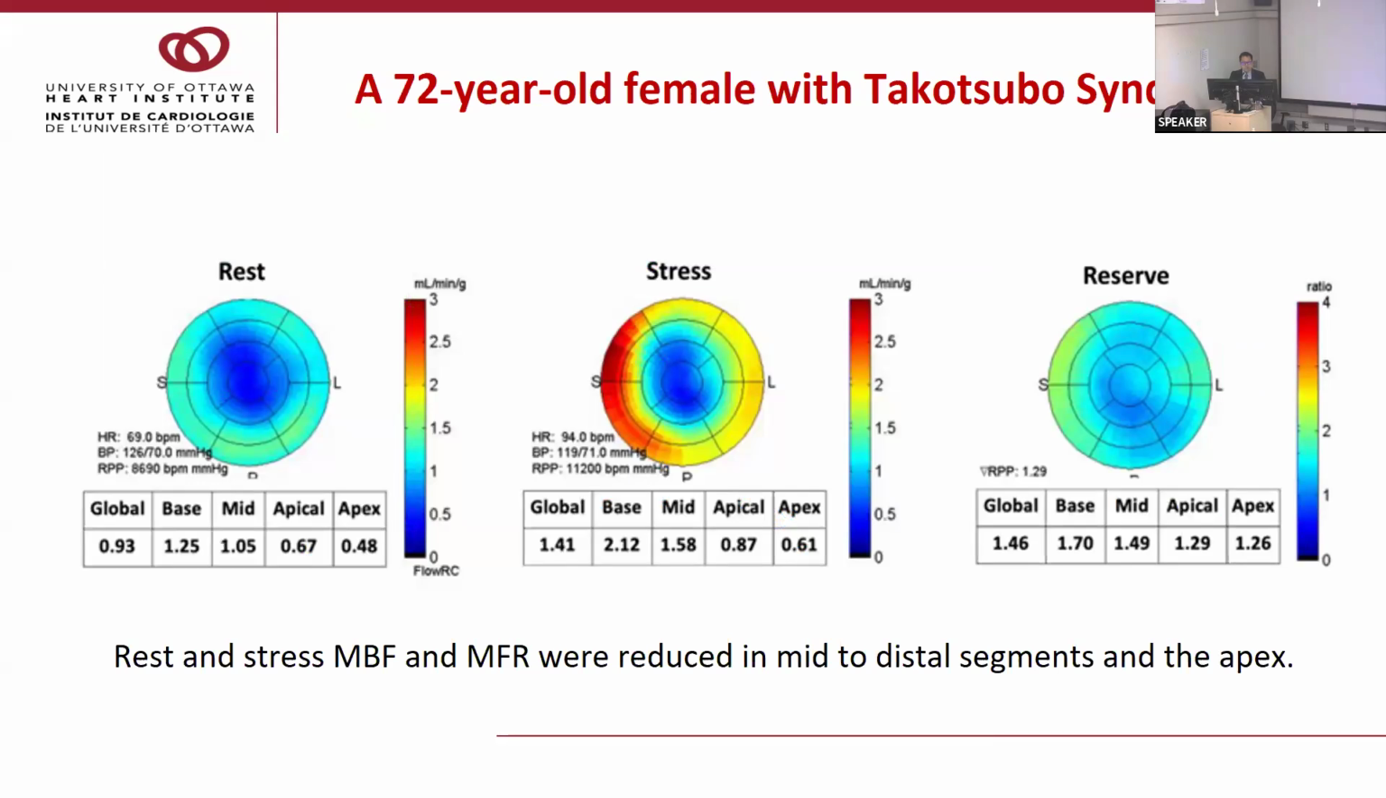In terms of the flow measurement, the rest and stress MBF were both reduced, 0.93 and 1.41 respectively, in the mid to distal segments and apex. This is consistent with the perfusion findings. Also, MFR, the flow reserve, was globally reduced, including the basal segments.